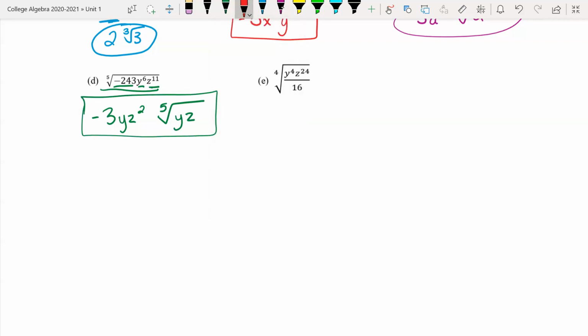And this last one is what I was talking about. Notice it's even on the outside. And if it's even on the inside, like both of these, you have to put your answer in absolute value. So on top, I have the absolute value of y, because 4 divided by 4 is 1. 24 divided by 4 is 6. So all that goes in absolute value. And I have to figure out the fourth root of 16, which is 2.